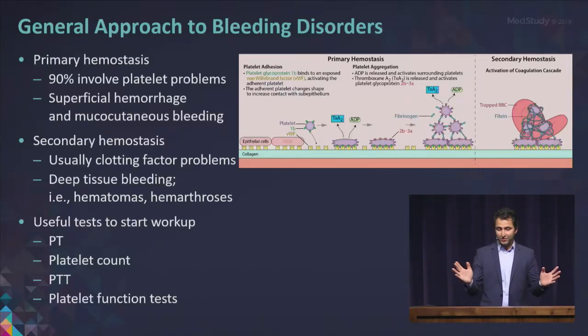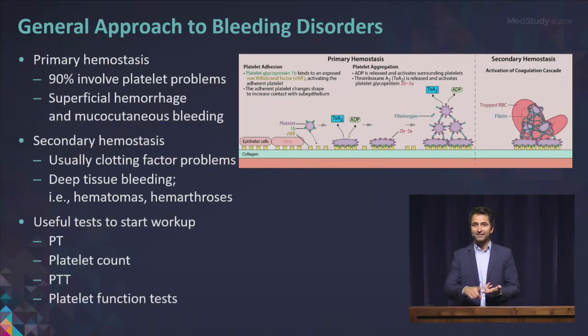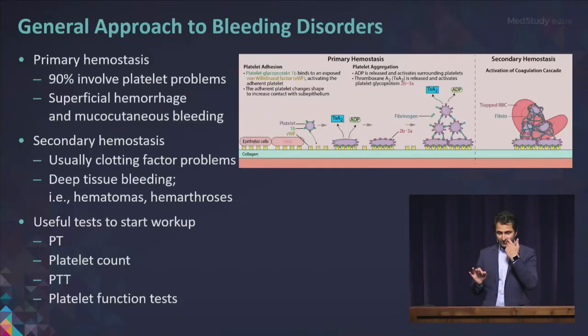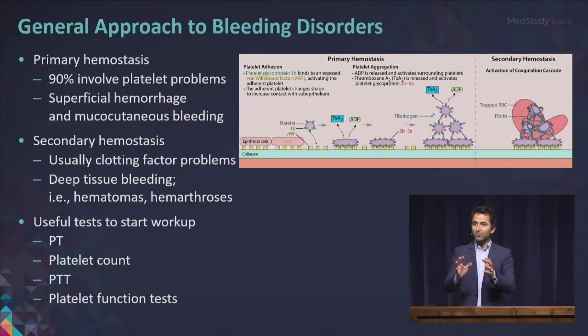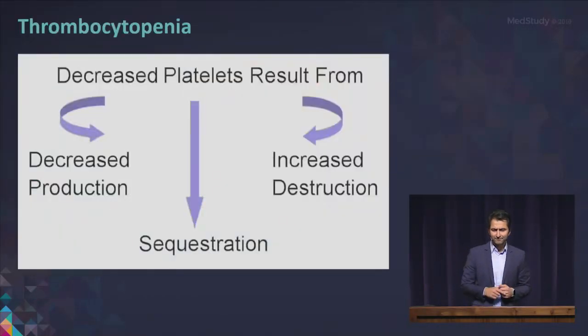Regardless, if you have a bleeding patient, you start the workup with basic coags, PT, PTT, platelet count, and then in some cases, platelet function testing. So what we're going to do now is dive into this a little deeper, and I'm going to start with primary hemostasis, right? So platelet problems. You can have 2 kinds of platelet problems, basically. Either you don't have enough of them, thrombocytopenia, or they don't work well, qualitative platelet problems. So let's talk about thrombocytopenias first.